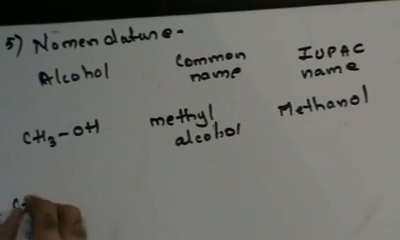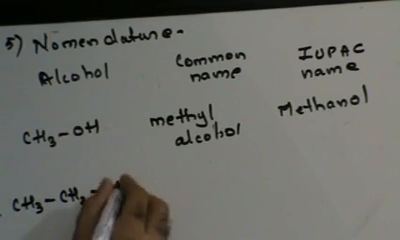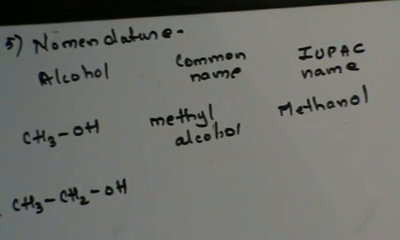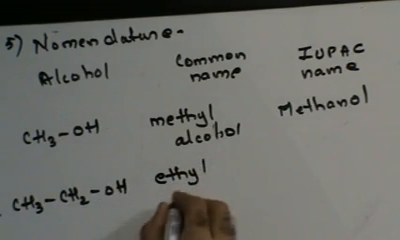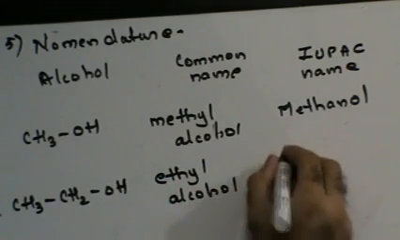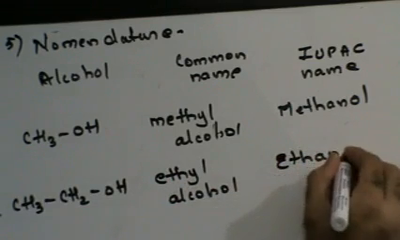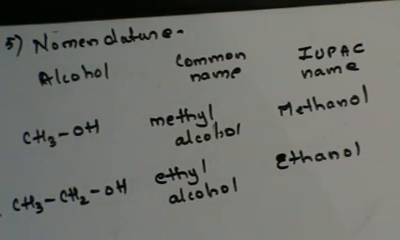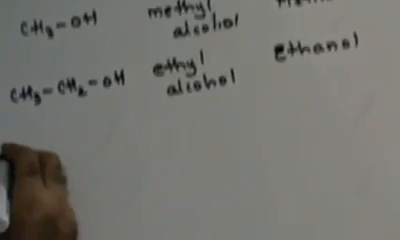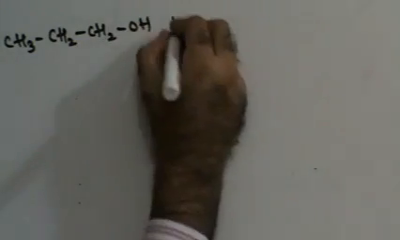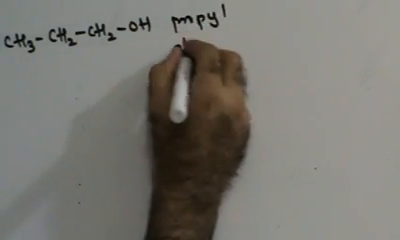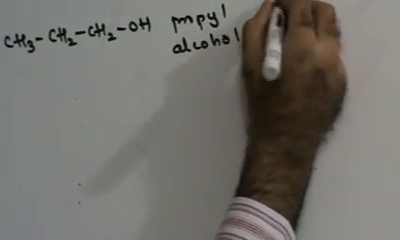Then you have CH3CH2OH, two carbon atoms, therefore ethyl, OH, therefore alcohol. IUPAC name, two carbon atoms, therefore ethane, alcohol, therefore OL, so ethanol, right? Next you have CH3CH2CH2OH, three carbon atoms, therefore propyl, OH, therefore alcohol, right? Three carbon atoms, therefore propane, alcohol, therefore OL, propanol, right?